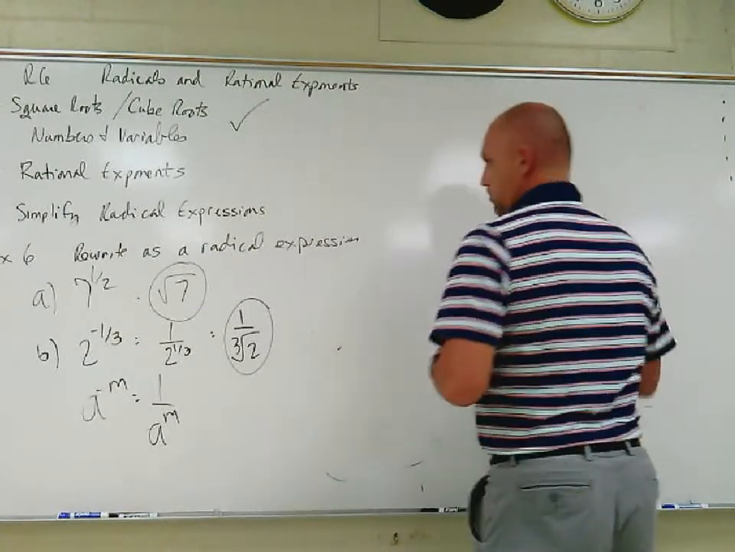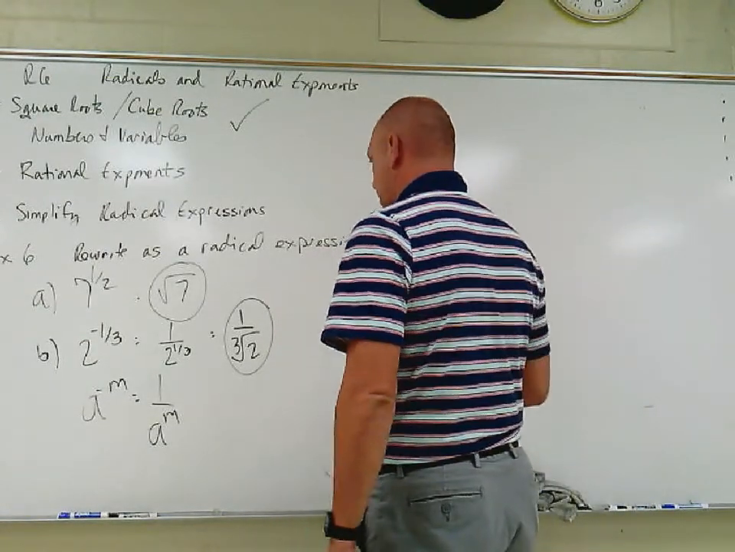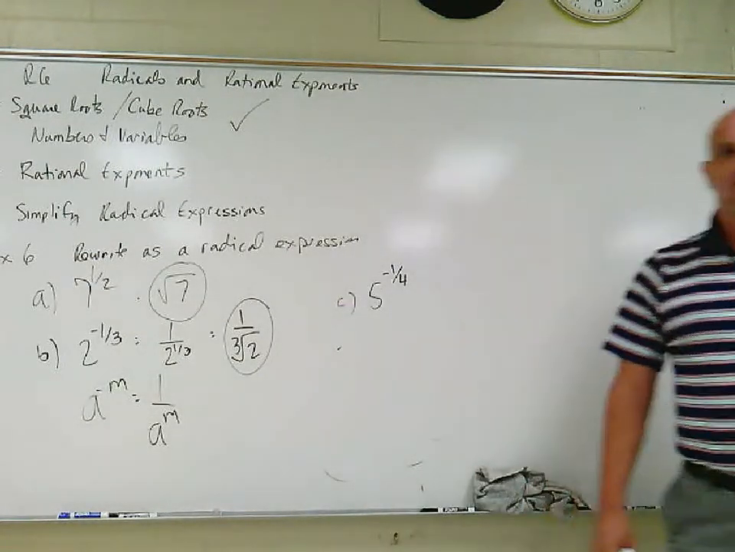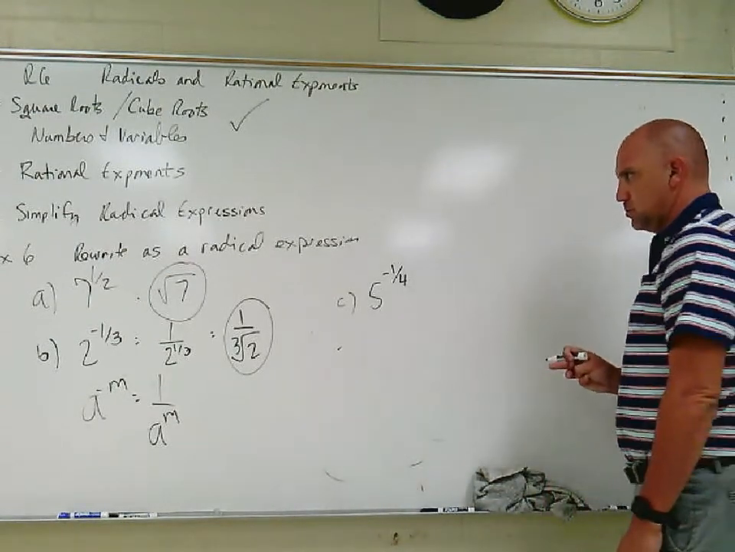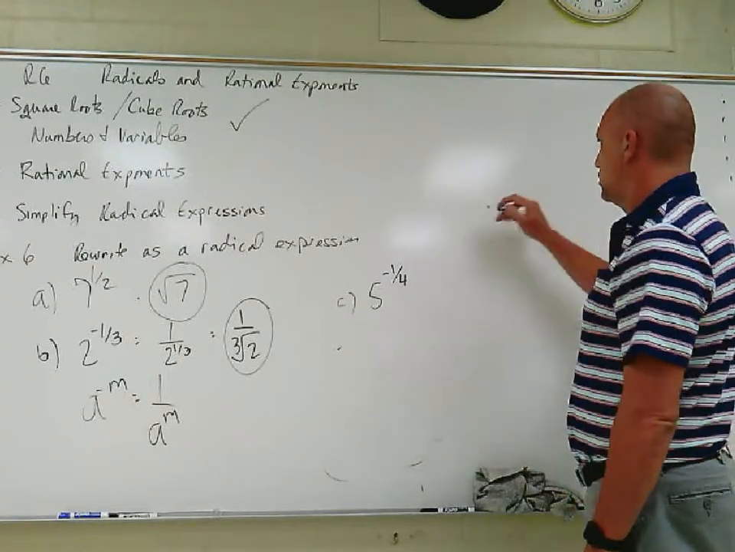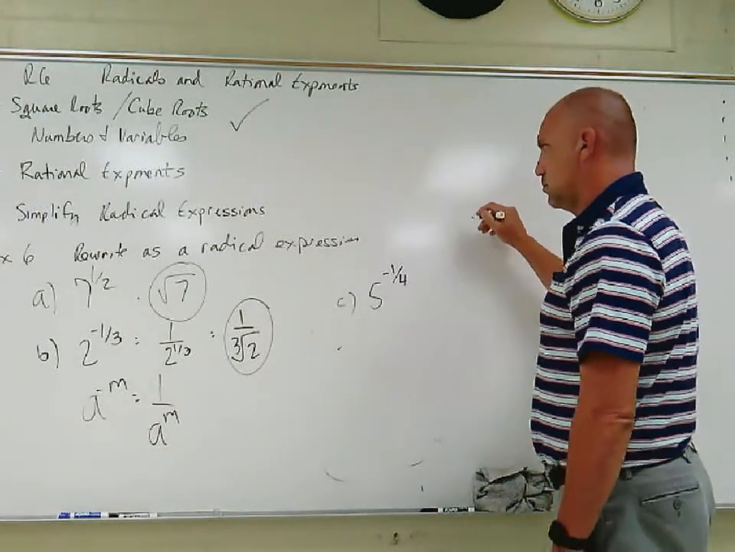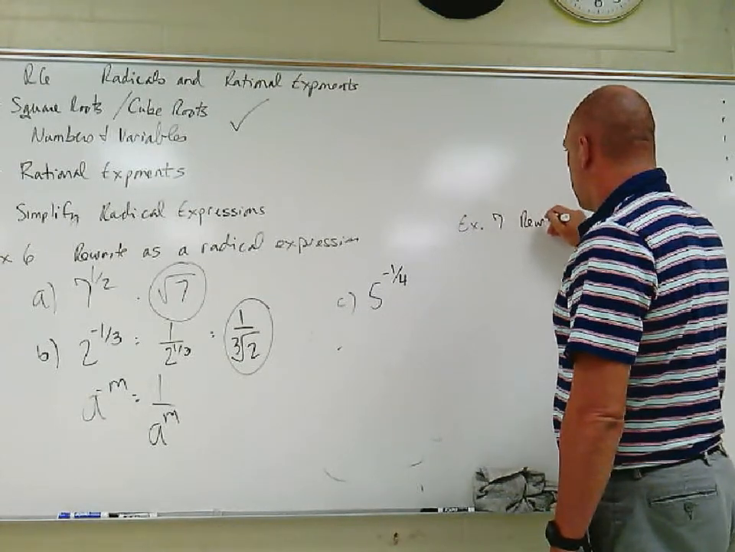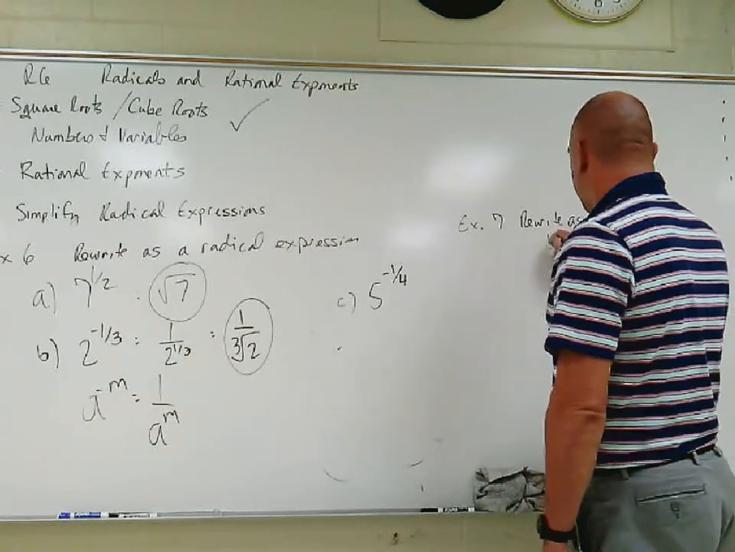For this question, we'll just do one more like this. Let's just say we have 5 to the negative 1/4. Just write that as a radical. One more and then I'll move on to the next. This one will be a two-parter. Rewrite as a radical and simplify.